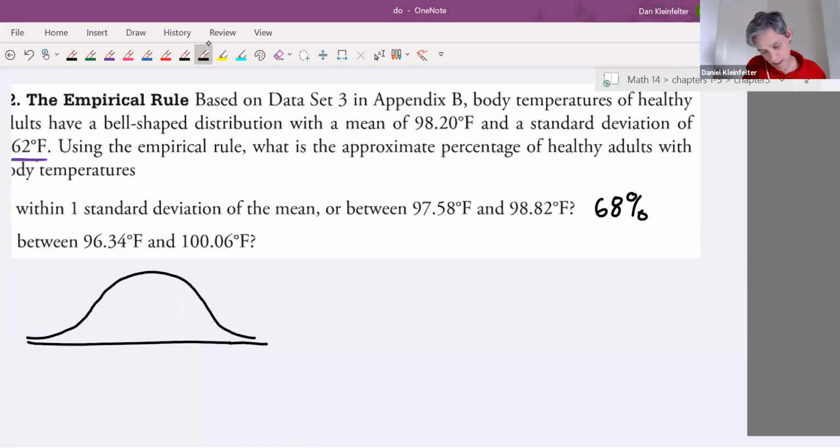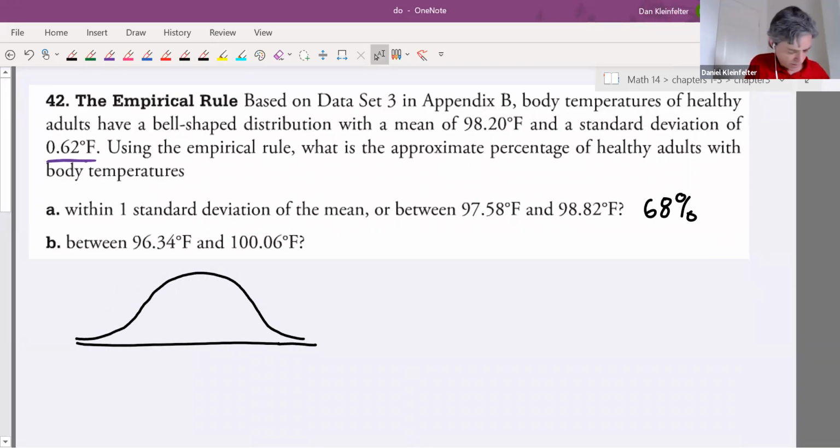97.58 minus 0.62 is 96.96. No, hang on a second. All right, sorry about that. I was confused for a second.